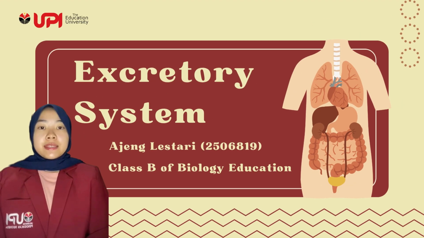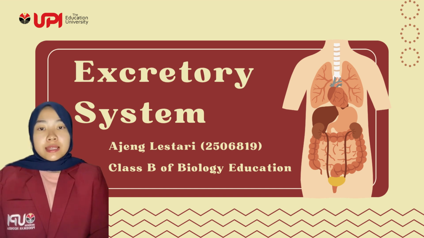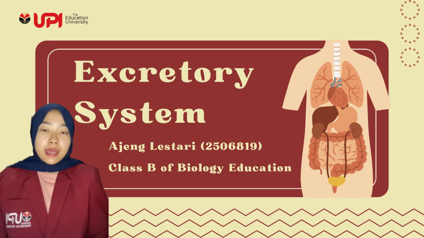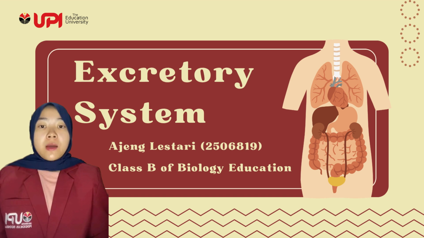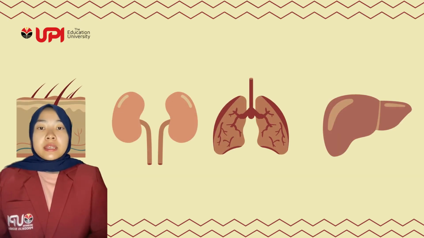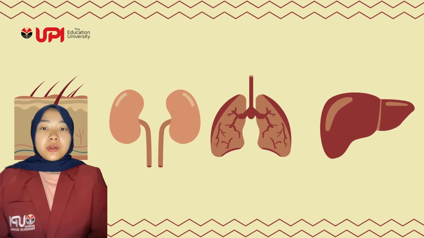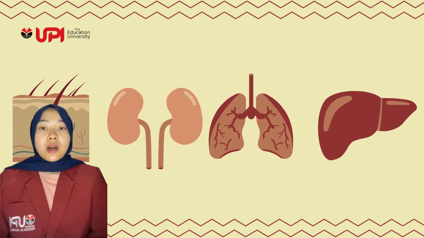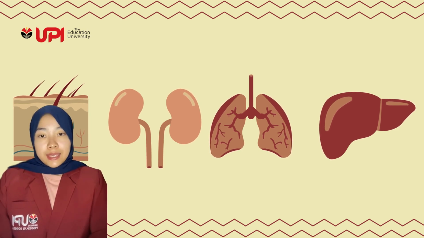The excretory system is the process of removing metabolic waste, substances that are no longer useful to the body, such as exhaling carbon dioxide when we breathe, sweating, and urinating. In humans, the organs of the excretory system consist of the lungs, liver, kidneys, and skin.